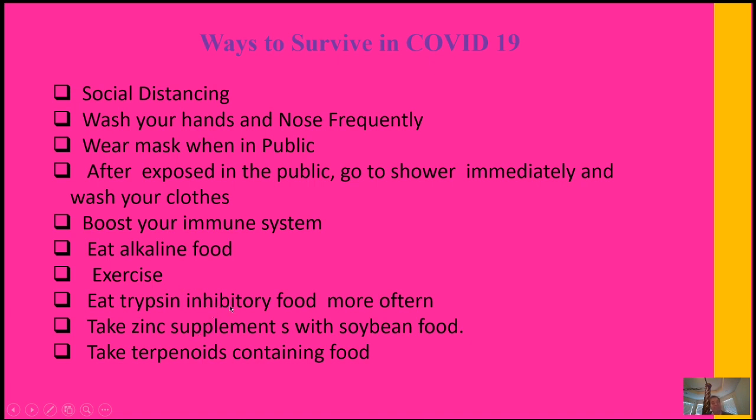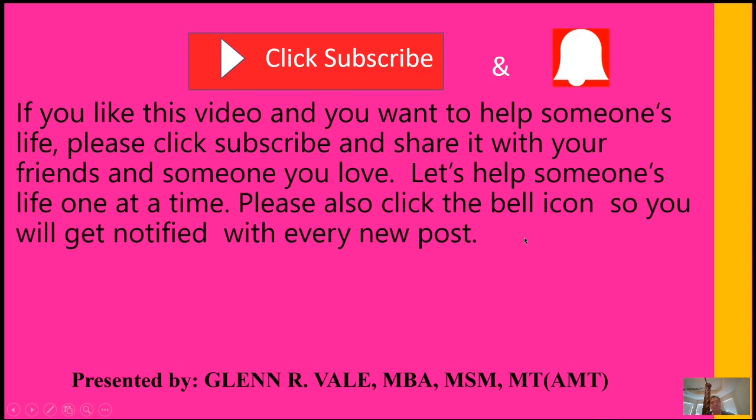Exercise can boost your immune system. Eat inhibitory food more often. Take a zinc supplement with soybean food. Taking a zinc supplement alone will probably help very little, because by taking zinc, your zinc is only outside the entrance. You need your zinc to get inside the cell so that the zinc will inactivate the replicase, or what is called the RNA-dependent RNA polymerase. These enzymes are responsible for replication of the virus. So by getting zinc inside the cell, you prevent or inactivate this replicase, this RNA-dependent RNA polymerase. But by taking zinc alone, the zinc cannot enter into the cell, because it is an ionic substance. You need. Thanks for your time.